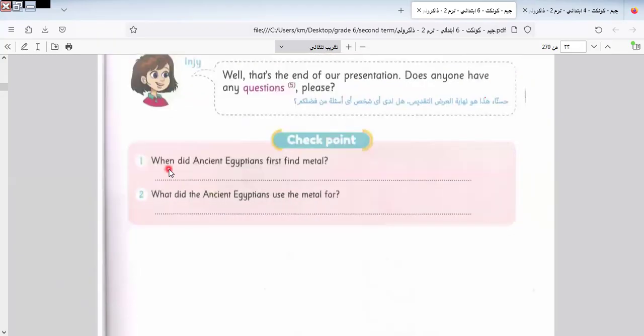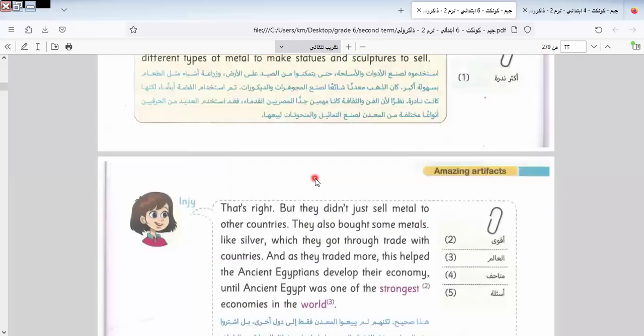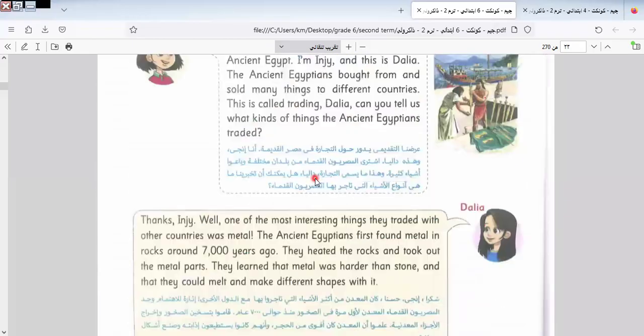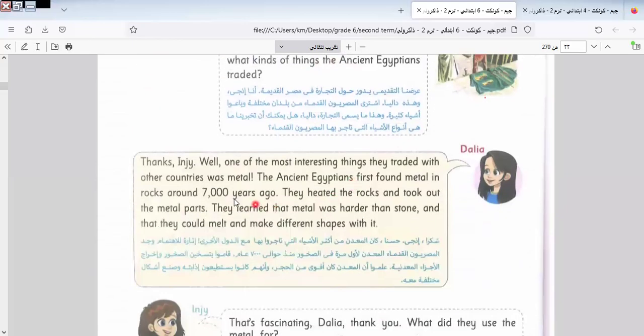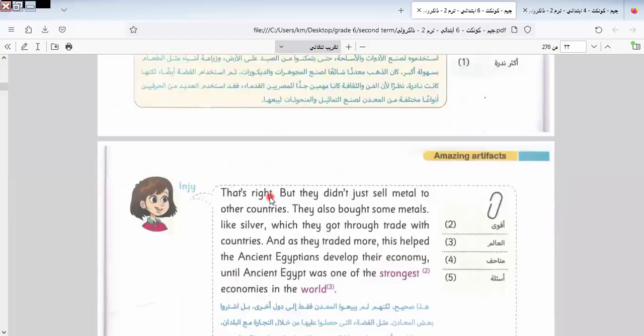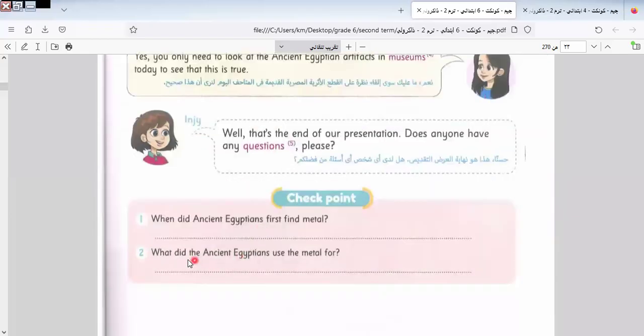So here we say, when did ancient Egyptians first find metal? As we know here during the text, when we ask about when, I ask about the time that they found this metal. Let's return to the text and answer this question. I think they found the metal around 7,000 years ago. So the answer here will be 7,000 years ago.